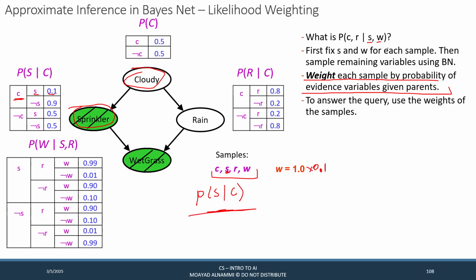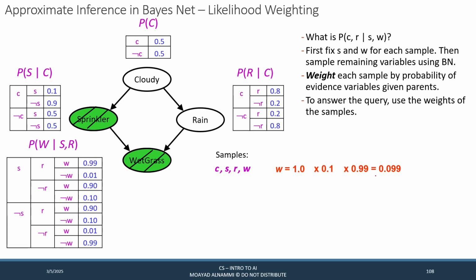I'm still not done yet. I have another evidence variable, which is W. Now I need to weigh it by the probability of W given the parents of W. So it's the probability of W being true given the parents, which are sprinkler and rain, given S and R. We consult the table for S, R, and W. I'll need to multiply this by 0.99. And this is what we mean by weigh each sample by the probability of the evidence given the parents. So now the weight of this sample is 0.099.